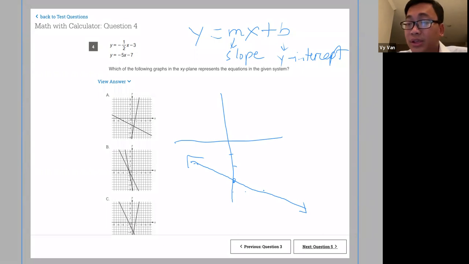And the second function has -7 as the y-intercept. So this is -3, -4, -5, -6, -7. And the slope is -5/1, so you go down 5 more and go across 1. My screen doesn't allow me to do that, so it kind of looks like this. Which one is that?